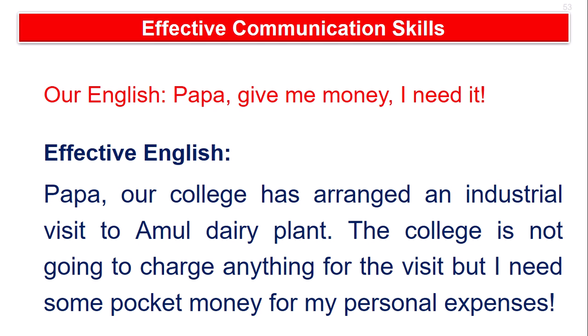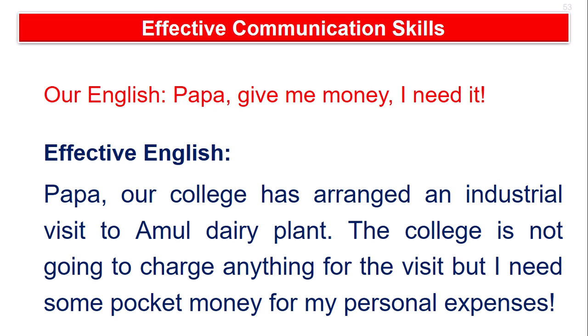If I want to classify all the things in the first sentence, Papa is the salutation, because we need to salute them. "Our college has arranged an industrial visit" is present perfect tense, and our college is the subject. Amul dairy plant is the place we are going to visit. The next sentence, "the college is not going to charge anything," is present continuous tense. It is talking about the future, but we can mention the future using present continuous. The third sentence, "I need some pocket money," is simple present tense, followed by "for my personal expenses." So this is how we can use the grammatical structures that we have learned until now.